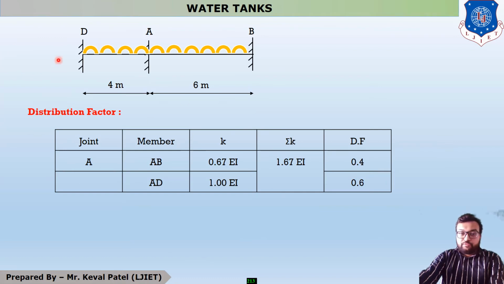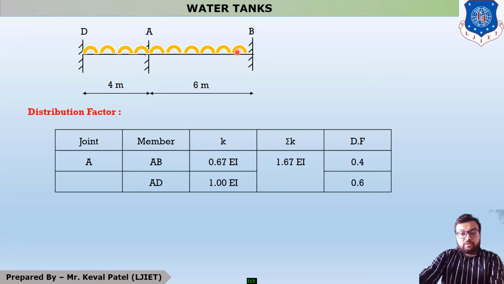So first of all, for the moment distribution method, we have to find out the distribution factor. For junction A, there will be two members, this is AB and this is AD. Now, you all know that K means stiffness. So the funda behind this is, if your far end is fixed, then the equation of K is 4EI upon L.